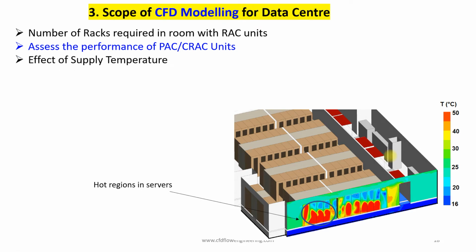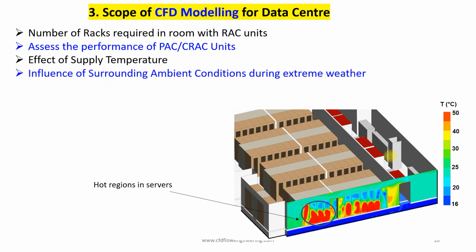We can also find the effect of supply temperature on performance of the cooling system. We can also find out the effect of ambient condition on safety of the data center. Due to ambient conditions like extreme summer, the heat load on the PAC unit may be high, and its performance should be optimized.